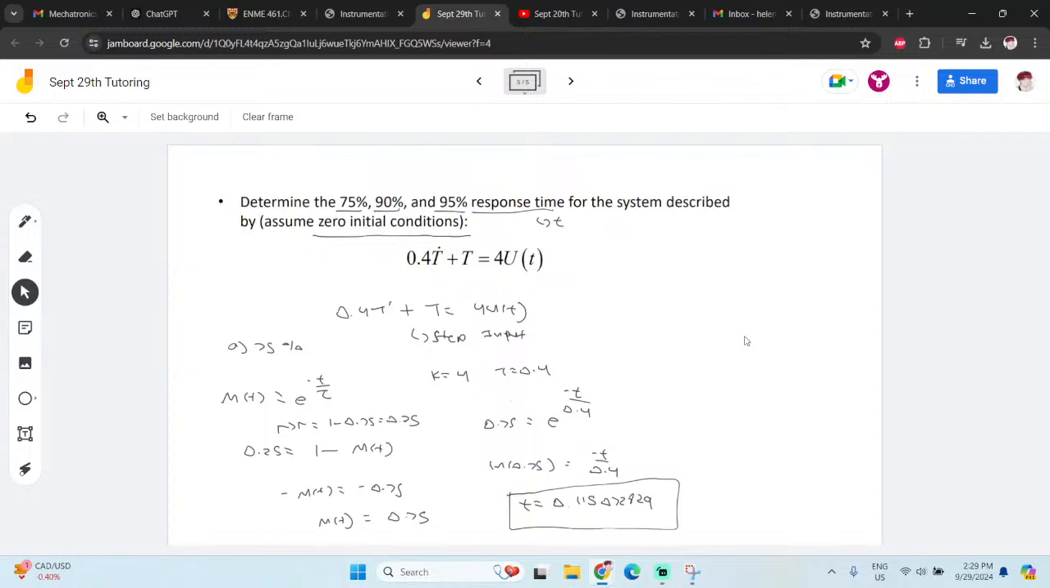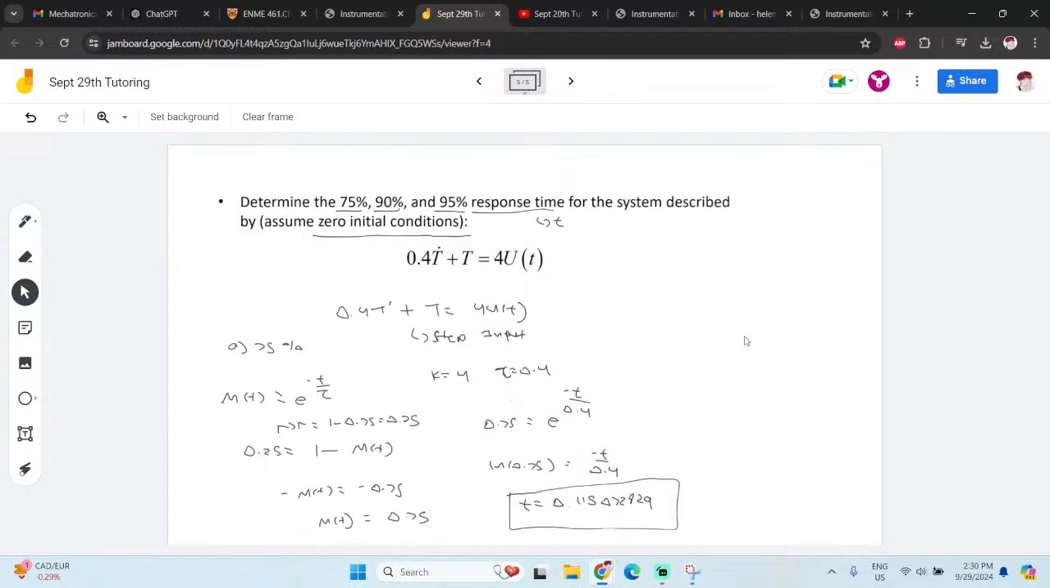Is this correct for the first one, the 75%? You mean the 75% response time, right? Yeah, how much does it show? It's 0.115 seconds. Oh, 0.115, maybe it should be less. Okay, let's see. Where is the tau? Okay, tau is 0.4, right? Yeah, that's okay, that's correct.